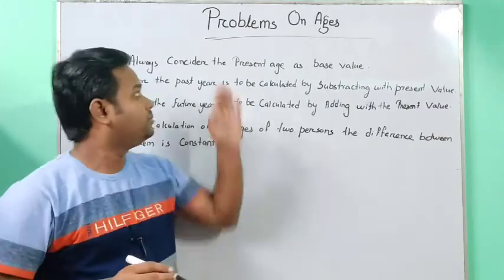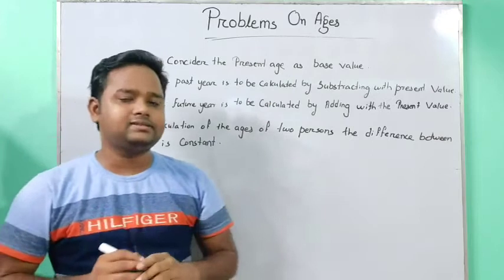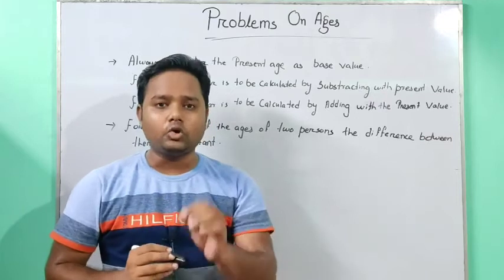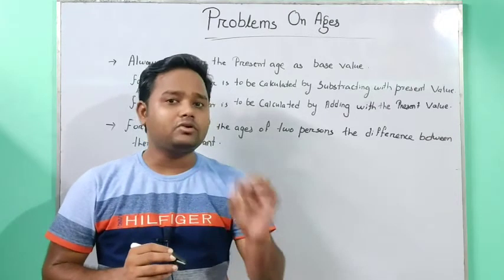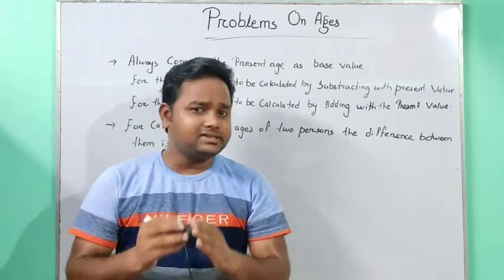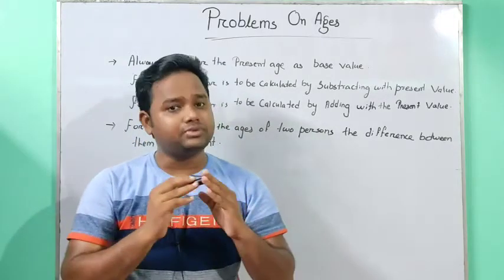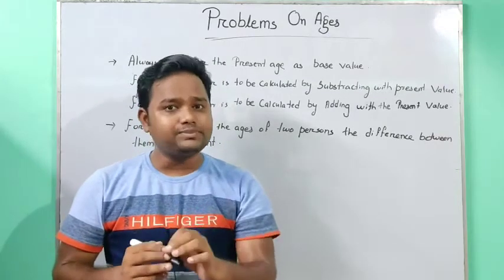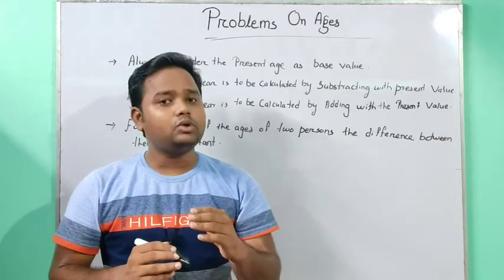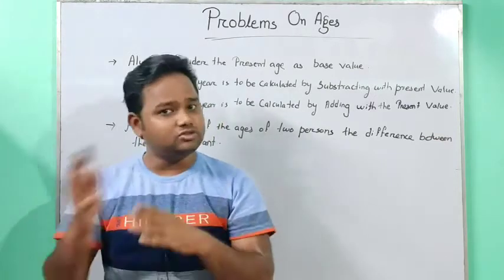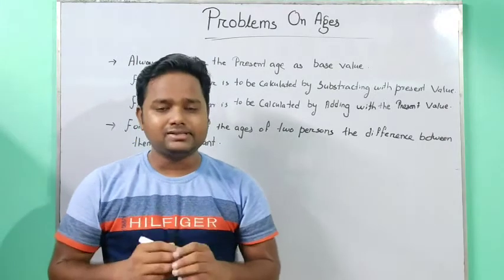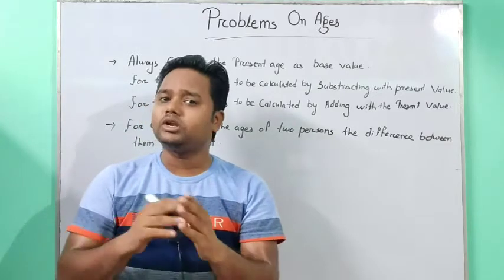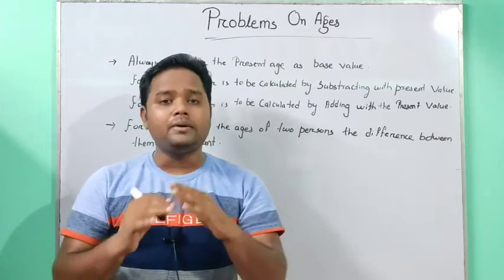In this chapter, problems on ages, there are two or three things we have to memorize. The first thing is that in the calculation part, the base value we always have to consider is the present age. That means in any type of question, a present age must be given or asked. When we are thinking about past age and future age, if we are calculating for the past age, then the present value is the base value, which is denoted by x, and the past value will be subtracted from x.